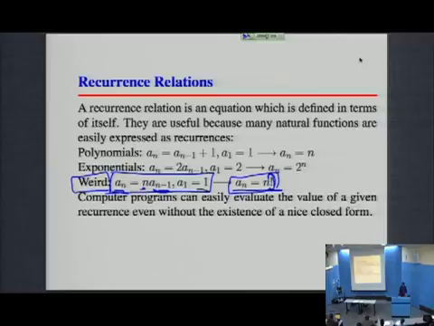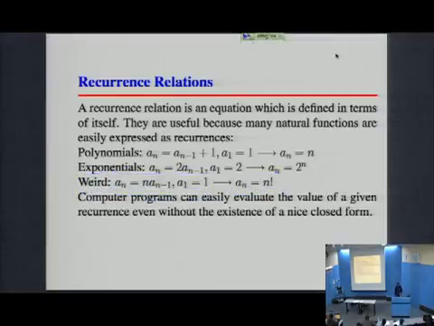You start with 1. A of 2 is 2 times 1, or 2. A of 3 is 3 times A of 2, or 6. A of 4 is 4 times A of 3, or 6 times 4, 24. Does everybody get the idea that recurrence relations are powerful and that they can concisely express a lot of different functions?